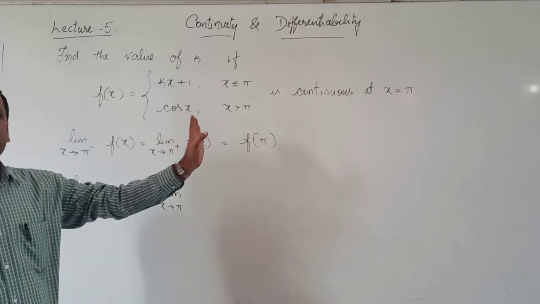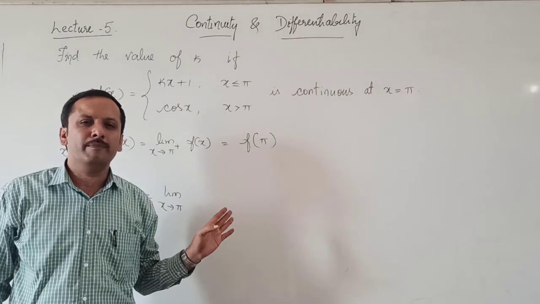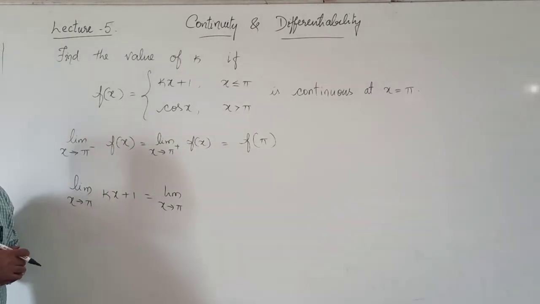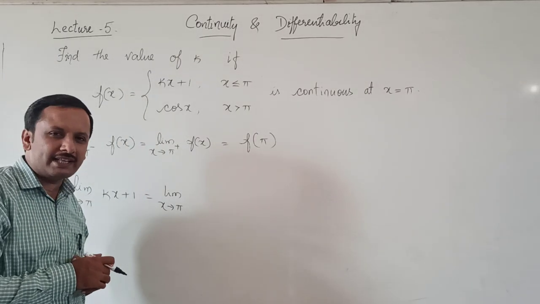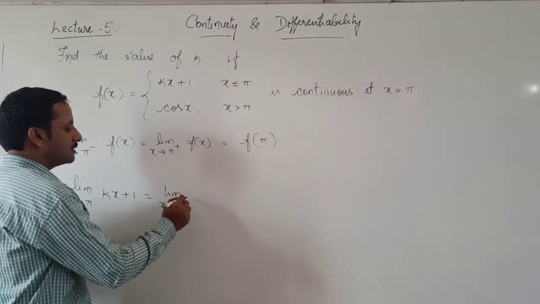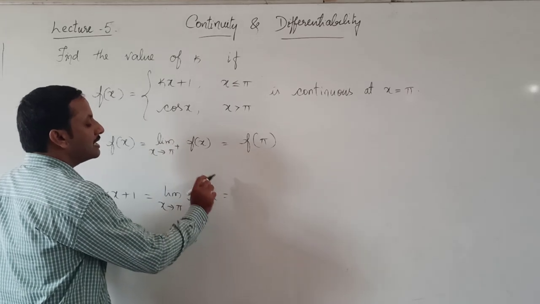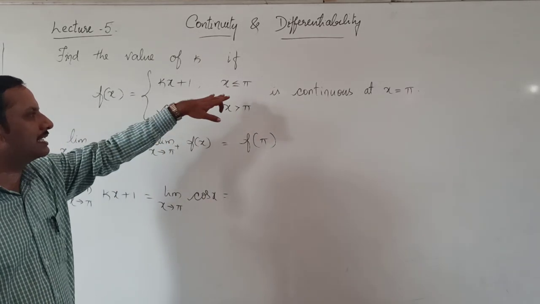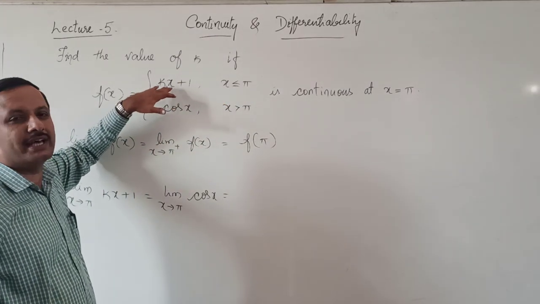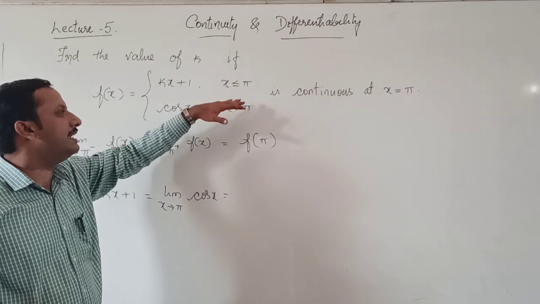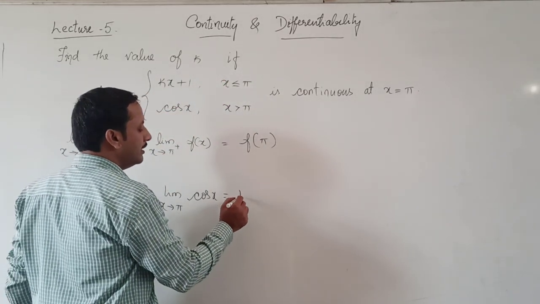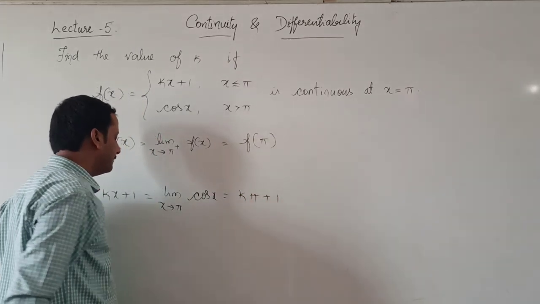Pi plus means x is approaching pi from right side. When x is approaching pi from right side, its meaning is that x is greater than pi. Whenever x is greater than pi, the function is defined as cos x. Okay, that's equal to f of pi at x equal to pi. See, whenever x is less than or equal to pi, the function is defined as kx plus 1. So at x equal to pi, if you put x is equal to pi, we get k pi plus 1.